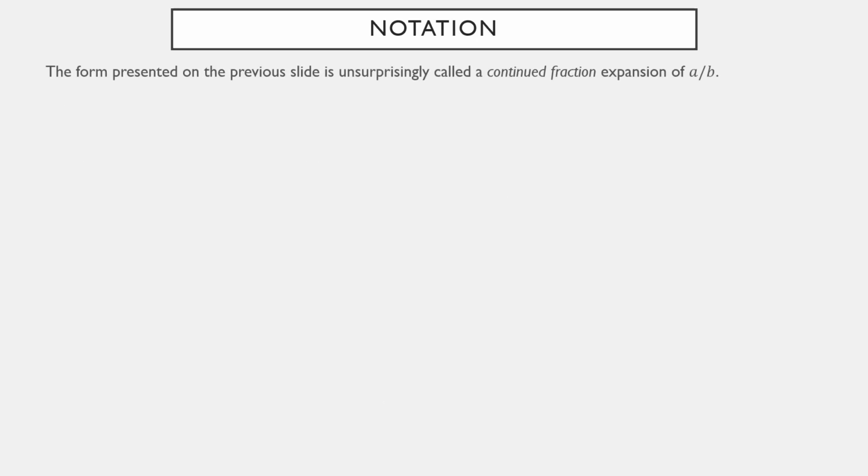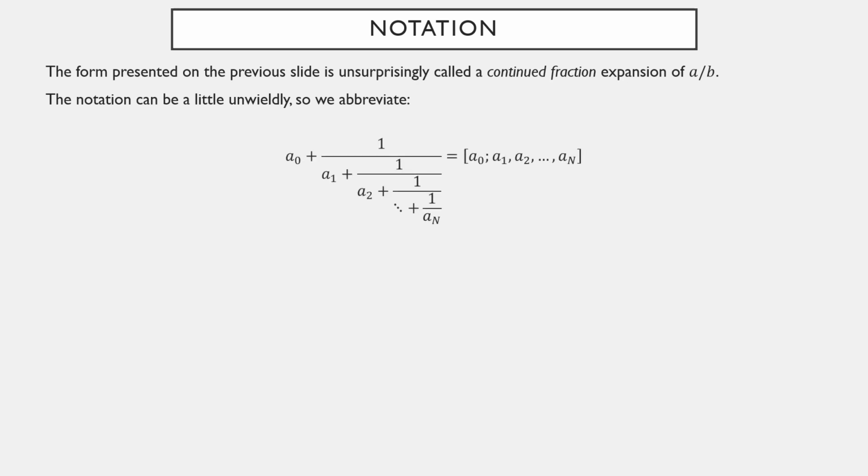So let's define some notation. From the previous slide, what we have is what's unsurprisingly called a continued fraction expansion. The notation can be a little unwieldy, to write this fraction within a fraction within a fraction and have all these ellipses everywhere. So if you have this iterated fraction procedure, we write it as a_0; a_1, a_2, etc. up to a_n. The a_0, set apart by the semicolon, is the only possible negative entry, and it is the integer part of the number you started with.